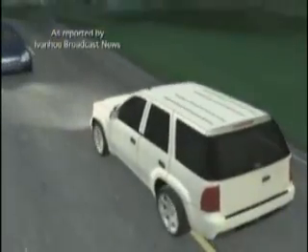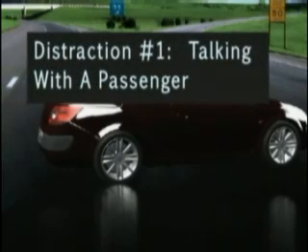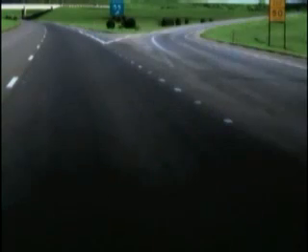Drifted across the center line and struck another car. They were both killed on impact. Just look at the car next to you. Their eyes are probably not 100% focused on the road. New research is showing distractions behind the wheel are the number one cause of accidents in the U.S. Number one, talking with a passenger or on the phone. This includes daydreaming and messing with controls in the car.